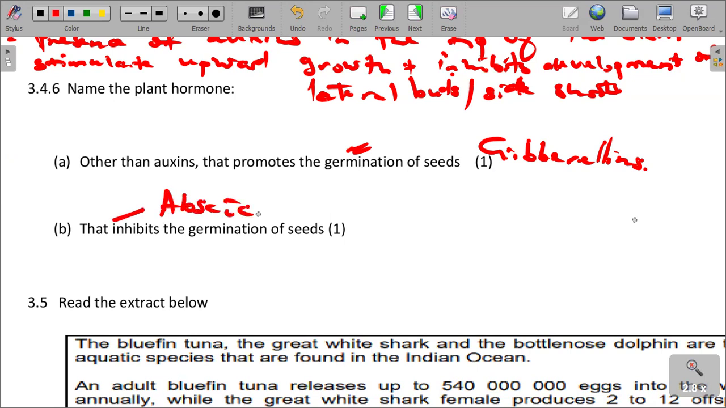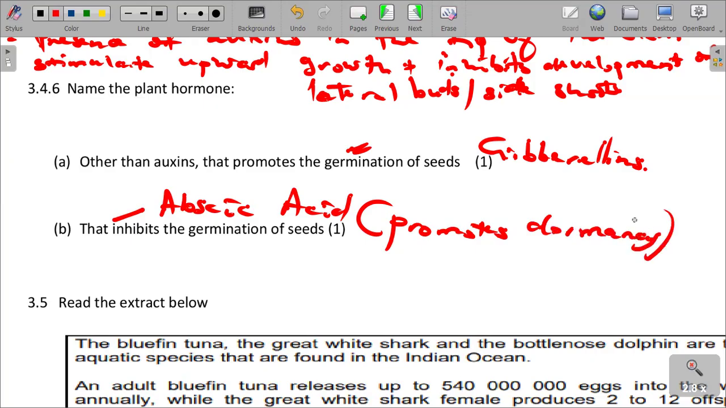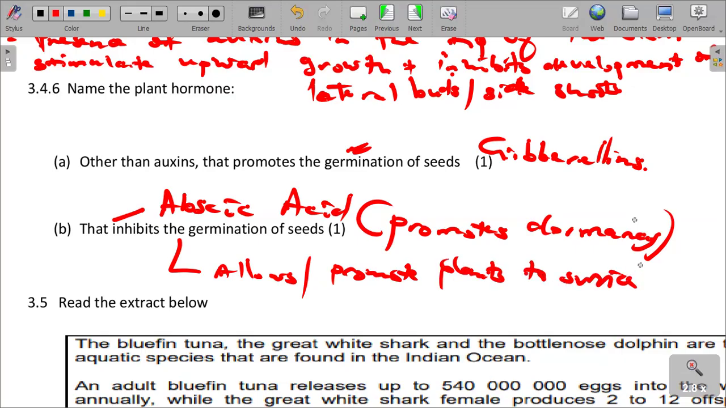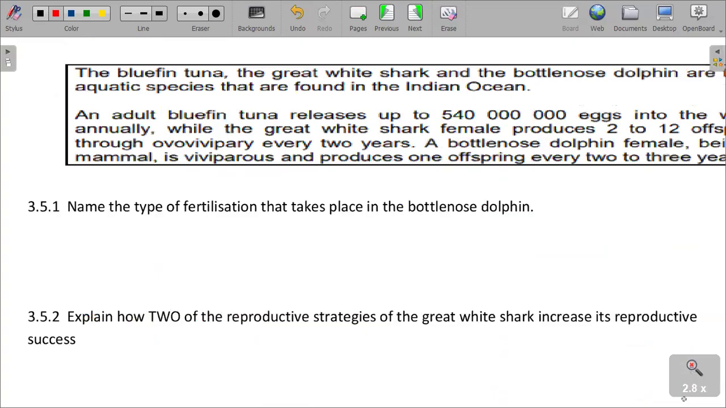It is abscisic acid, which we said also promotes dormancy, because you might find it in the next question where you are asked to identify the plant growth hormone that promotes dormancy. We are saying it allows plants to survive stress.